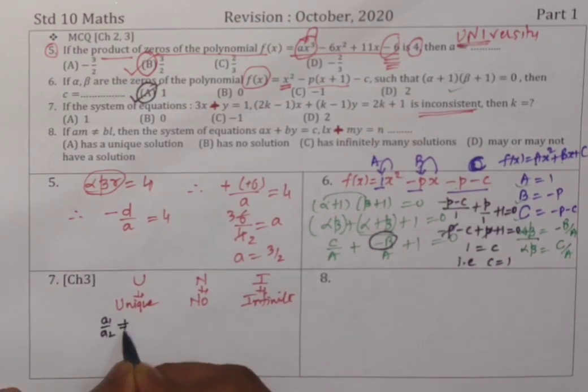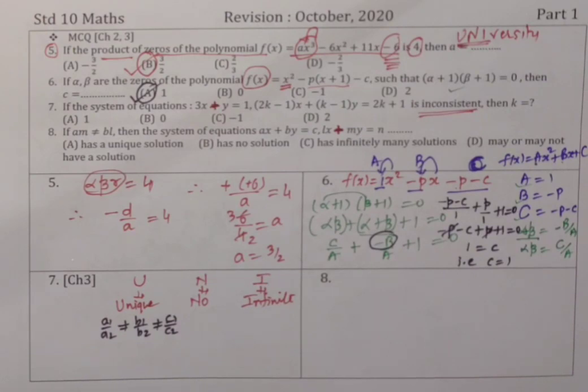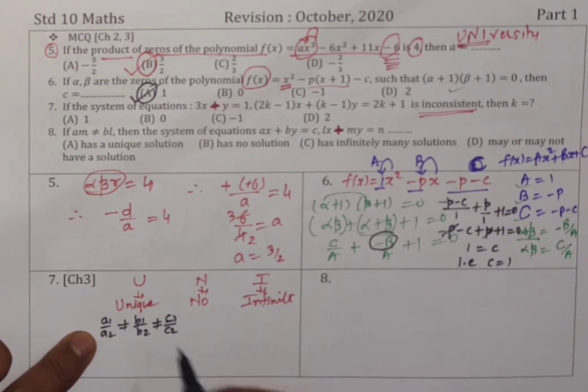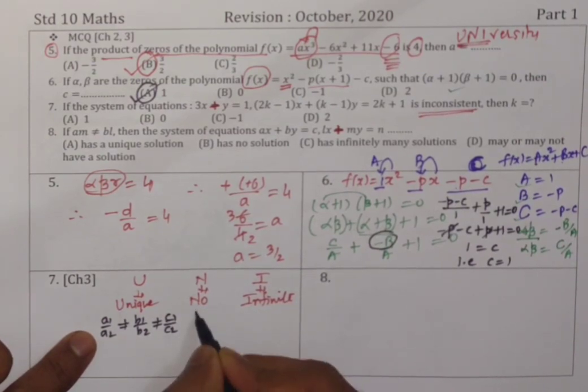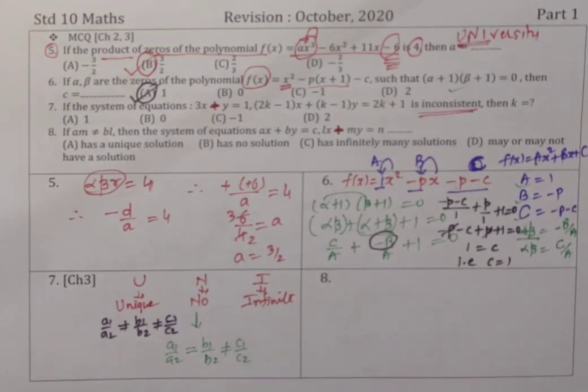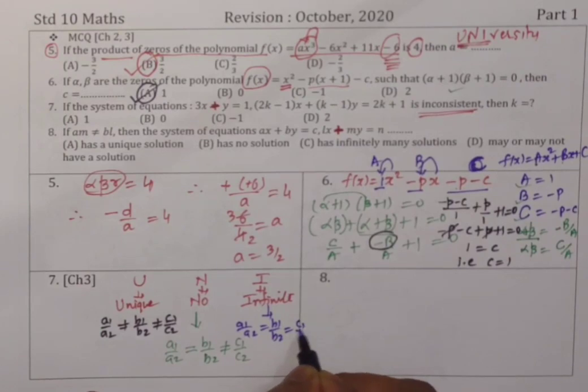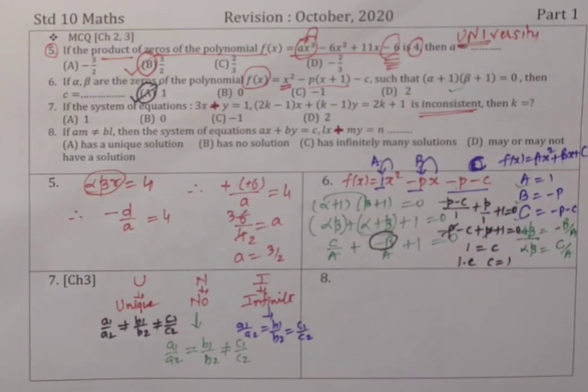A1 upon A2 is not equal to B1 upon B2 is not equal to C1 upon C2. Is that clear? No solution means the first one is equal but the second one is not equal. Here, A1 upon A2 is equal to B1 upon B2, but that is not equal to C1 upon C2. And infinite solution, all are equal. A1 upon A2 is equal to B1 upon B2 is equal to C1 upon C2. Is that clear to you, children?